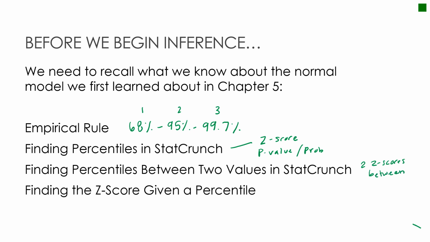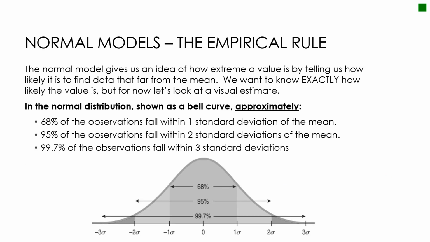And then finding the z-score given a percentile, and so that was called z's in reverse, where essentially I was giving you the percentile, so I was saying top 10% or bottom 20%. And then we had to sort of reverse engineer the z-score formula to find the z-score. So let's just review some of what we already know, and we'll start with the empirical rule.